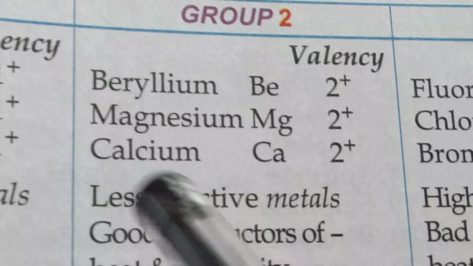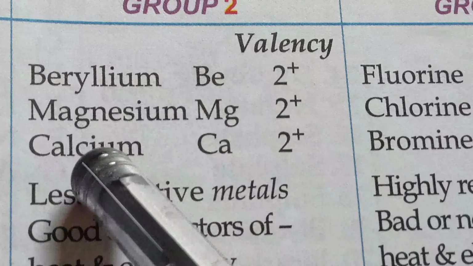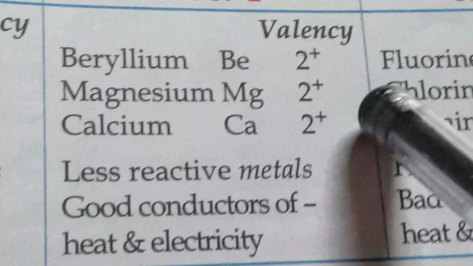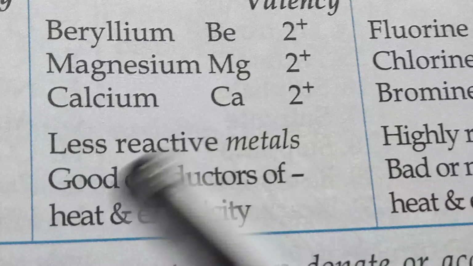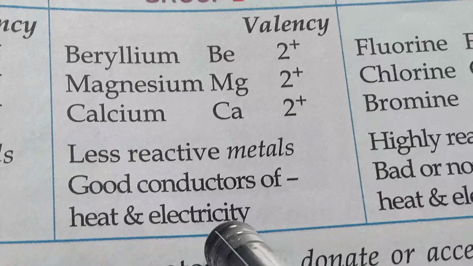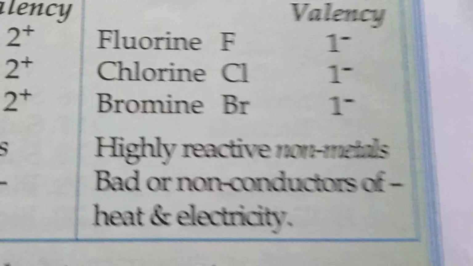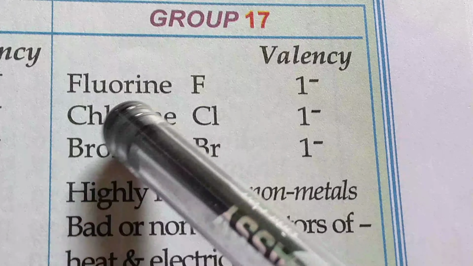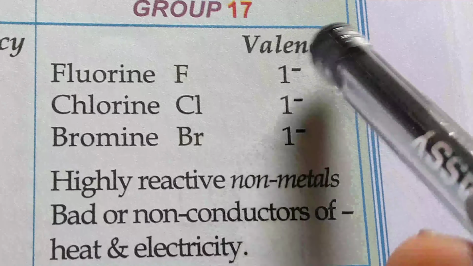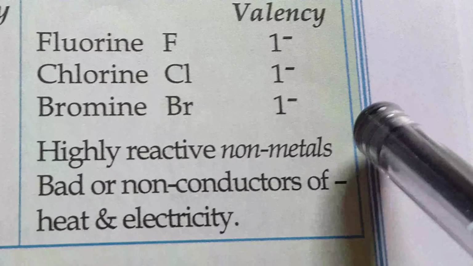Next, group 2: beryllium, valency 2 plus, magnesium, calcium, valency 2 plus. Less reactive metals, good conductors of heat and electricity. So these are less reactive rather than highly reactive metals, and they are also good conductors of heat and electricity. And group 17, fluorine, chlorine, bromine, valency 1 minus.